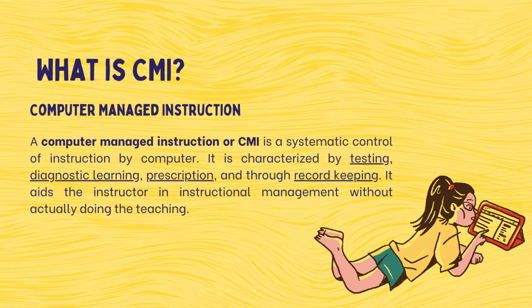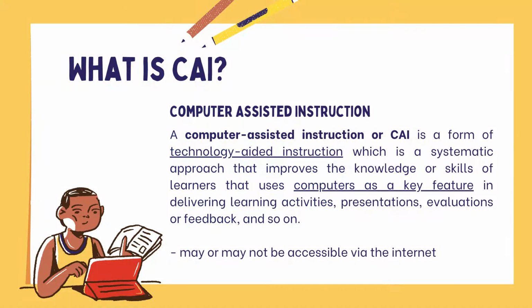So what about the computer-assisted instruction? A computer-assisted instruction or CAI is a form of technology-aided instruction which is a systematic approach that improves the knowledge or skills of learners that uses computers as a key feature in delivering learning activities, presentations, evaluations, or feedback, and so on. This implies that the program used is local to a computer and may or may not be accessible via the internet, which makes it distinct from online, internet, or other network learnings.